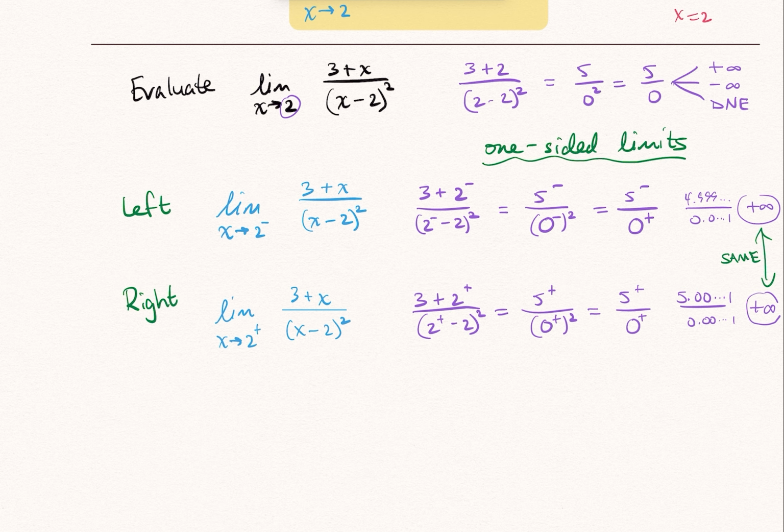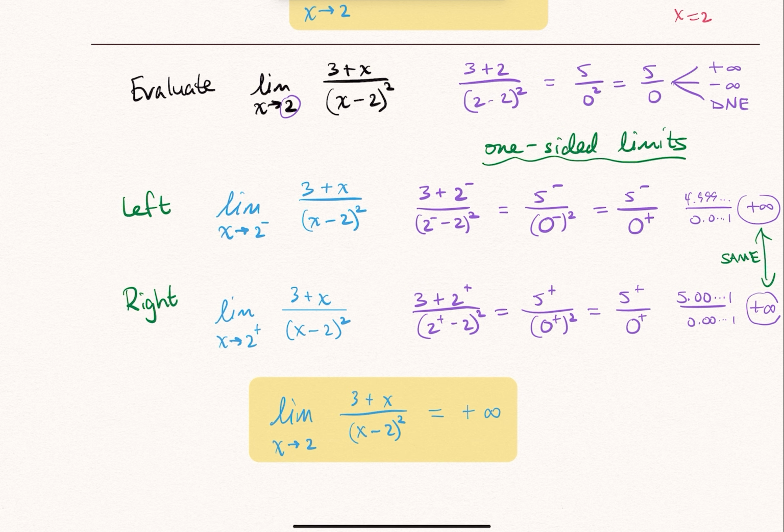And what we can conclude from that, because they're the same, is that the original limit as x goes to 2 of 3 plus x over x minus 2 squared is equal to plus infinity. So if they agree, we conclude that the limit is the same as what they agree with. So if they were to agree with minus infinity, we would say that the limit is minus infinity. And if they agree with plus infinity, then we say the limit is plus infinity. If they do not agree, it is DNE.